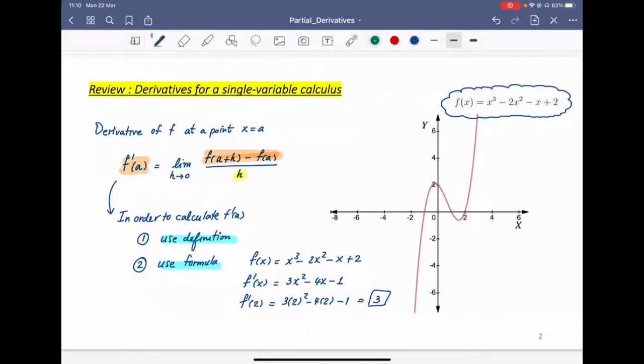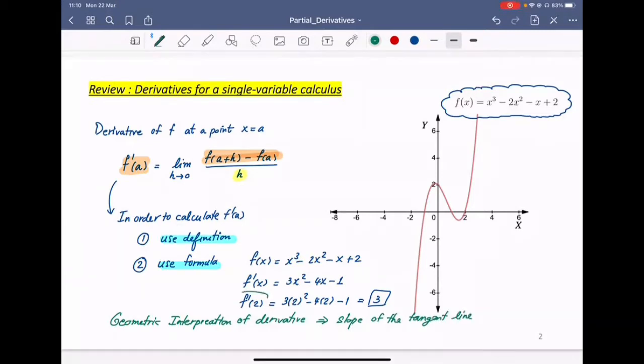And in Cal 1, we already know the geometric interpretation of derivative. So you know that the geometric interpretation of derivative is the slope of the tangent line. Right, this is what you learned from Cal 1.